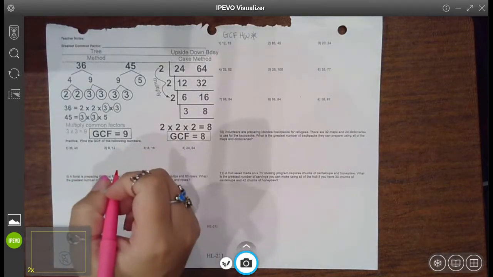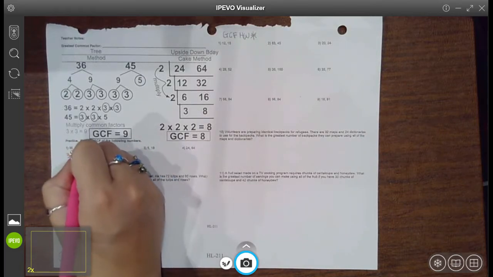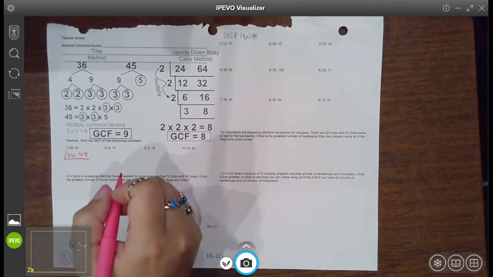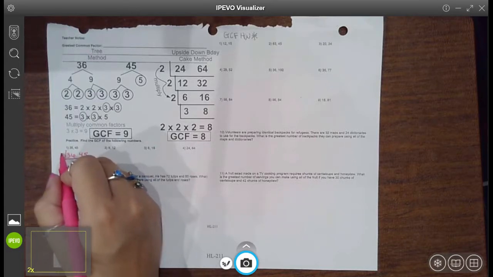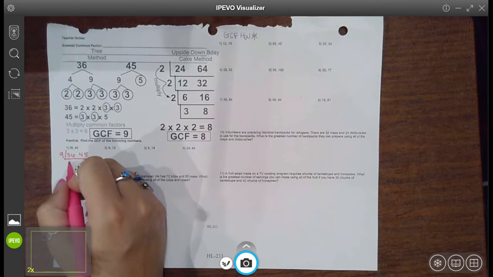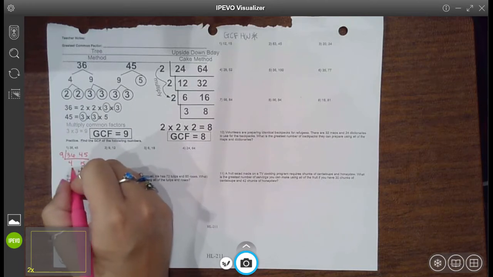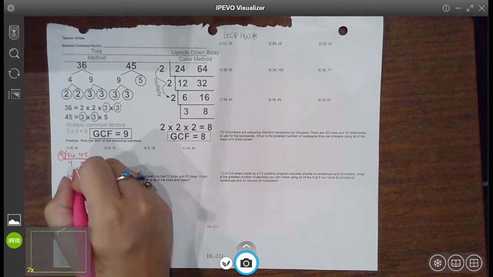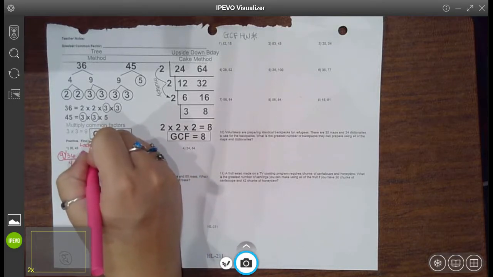So if I have the two numbers of 36 and 45, go ahead and write those and then draw my little ladder. I'm going to pull out what they have in common. So what can go into both 36 and 45? Well, I see that 9 can go into both. 9 times what is 36? 4. And 9 times what is 45? 5. Can I keep going? Can anything go into 4 and 5? Nope. So then that's my GCF right there along the side. 9. Done. Again, that was the ladder method.